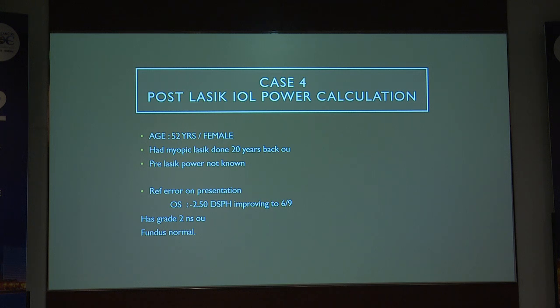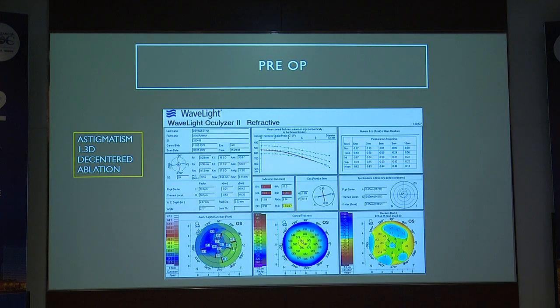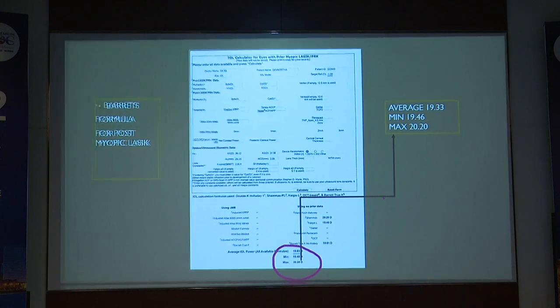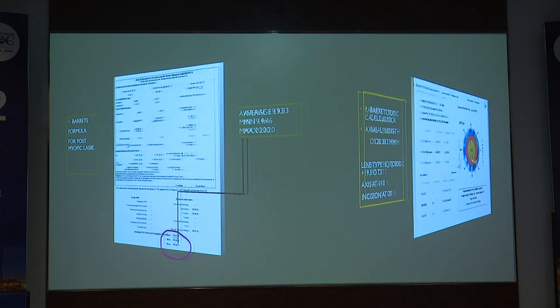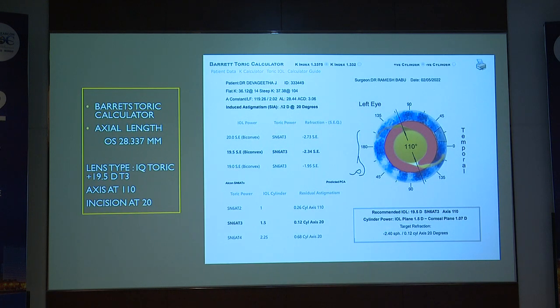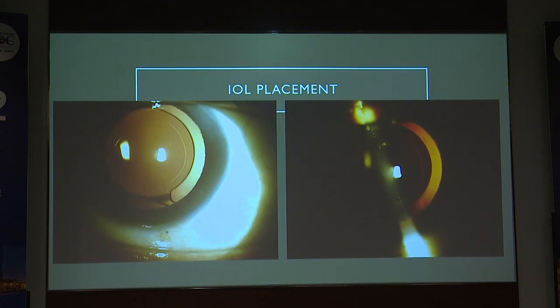So this is a unique patient who had myopic LASIK. She was a young patient, only 52. She had -2.5 spherical, and we did the Barrett's formula, we did all the calculation, and she had 1.3 diopter of astigmatism, didn't want to correct it. This was a slightly decentered ablation, but she's never used a cylindrical spectacle. So we did the Barrett's formula calculation and got a 20 diopter lens. According to the Barrett's formula, we are supposed to place the lens at 110 degrees. So we placed an IQ toric lens, and you can see the position of the lens post-op.